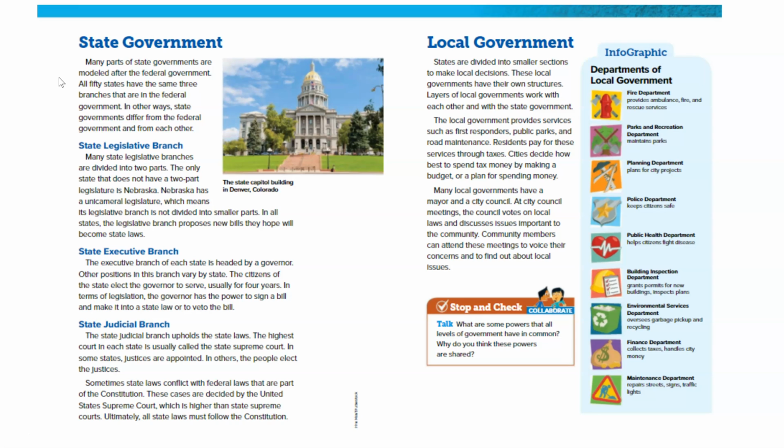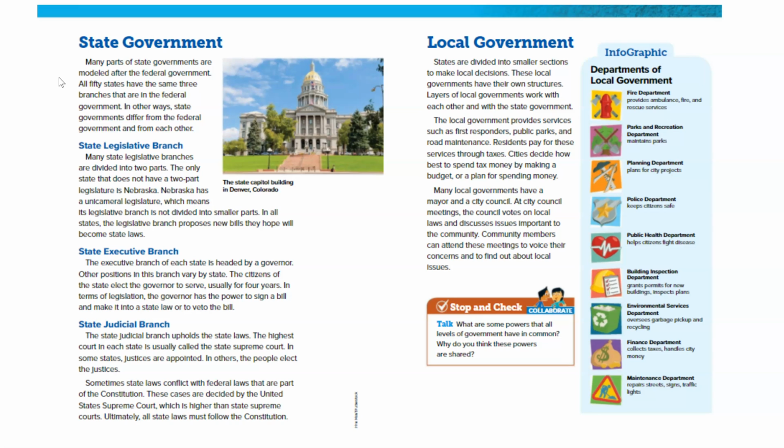Boys and girls, what similarities do you see between how the powers of the federal government are divided and how the powers of the state government are divided? Pause right here. Correct. Well, they both have legislative, executive, and judicial branches. Now, how do they differ? That's correct. State legislative, executive, and judicial branches focus on just the state, while the federal branches focus on the entire United States.